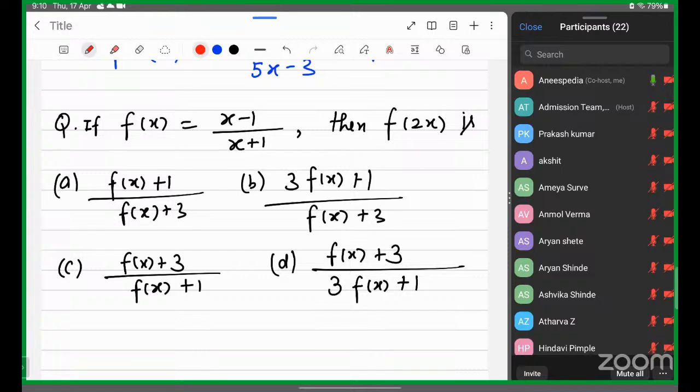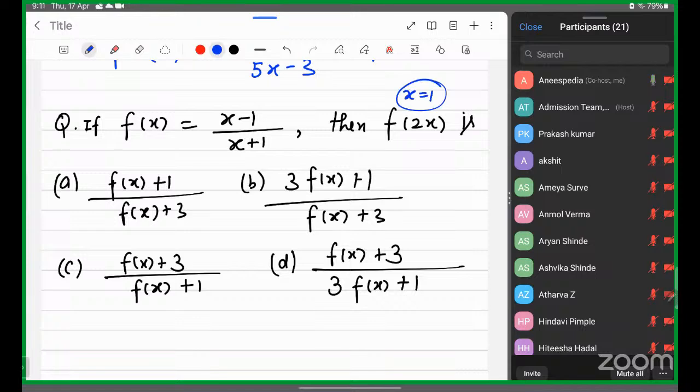To deal with such types of questions, you can go by the element selection method. You can select a particular value of x and substitute this value in the original function, and substitute the same value into the given options and check which will give the same answer. So what I will try to do is take x as 1.